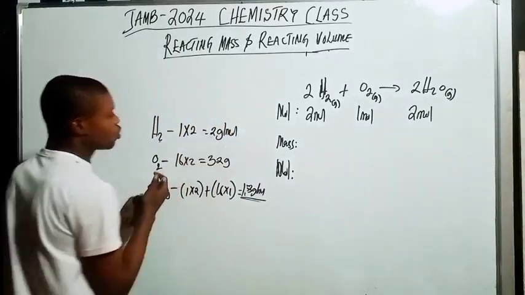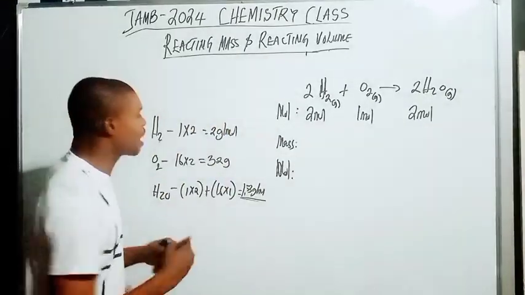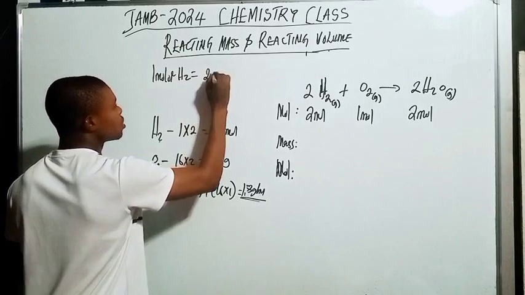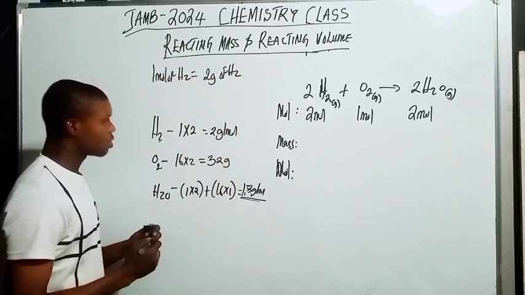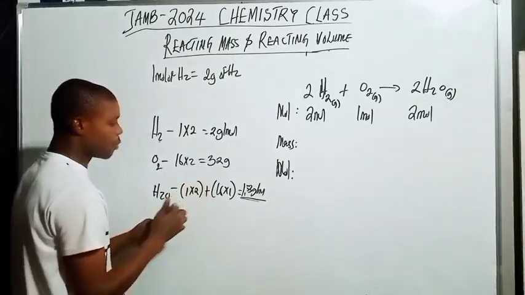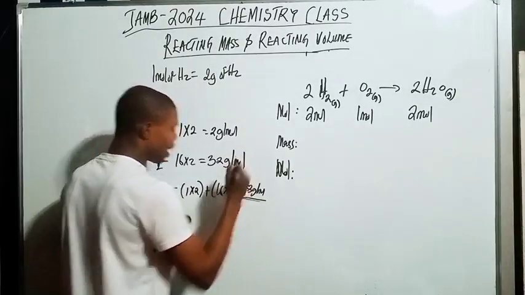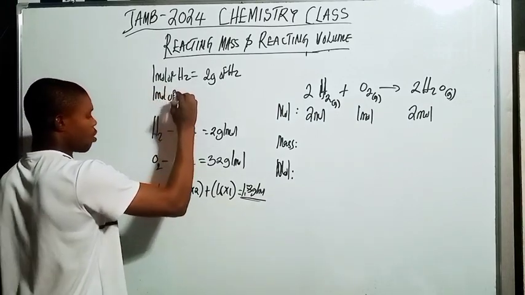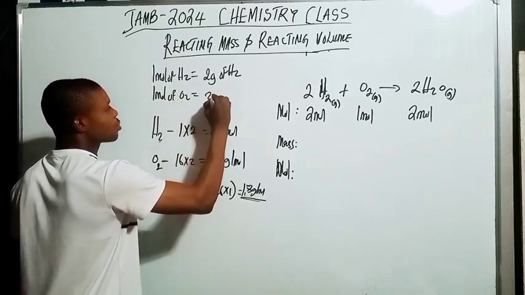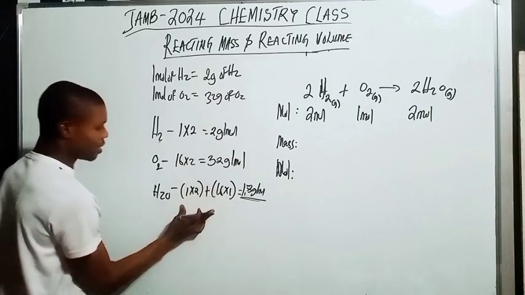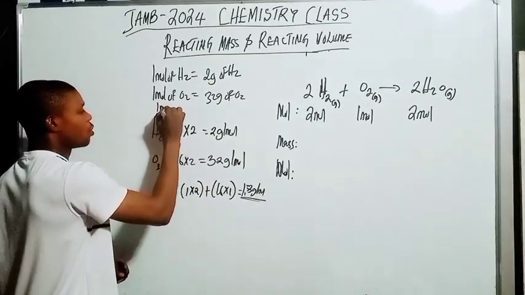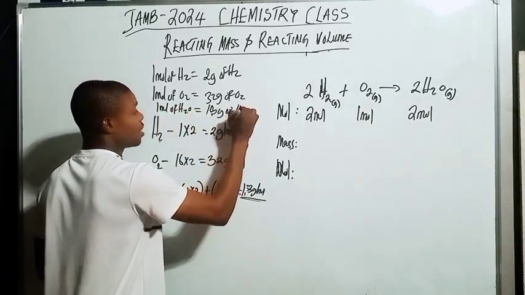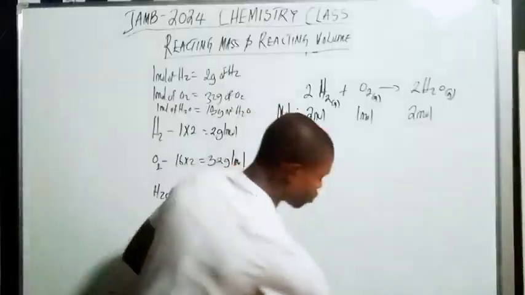Now whenever you see something like this, 2 gram per mole, what does it mean? It means for every 1 mole of H2, I have 2 gram of H2. That is the meaning. Do you understand? Yeah, this is 2 gram per mole. For here, it's going to be, for every 1 mole of O2, I have 32 gram of O2. Do you understand? And for every 1 mole of H2O, I have 18 gram of H2O. Do you understand?